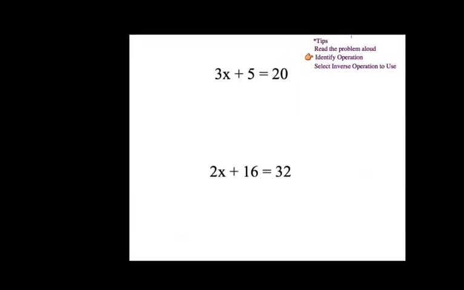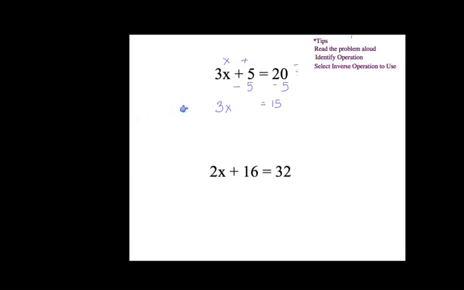Now I identify what operations are being used. I am multiplying and I am adding. So to solve this problem, I'm going to have to subtract and I'm going to have to divide. I'm going to subtract 5 first, simplify to get 3x is equal to 15.